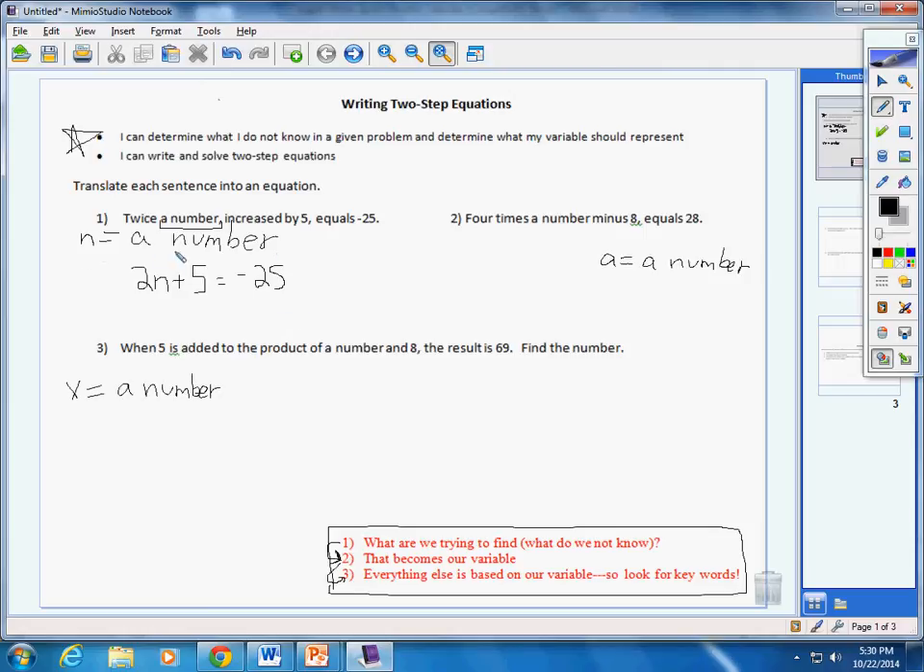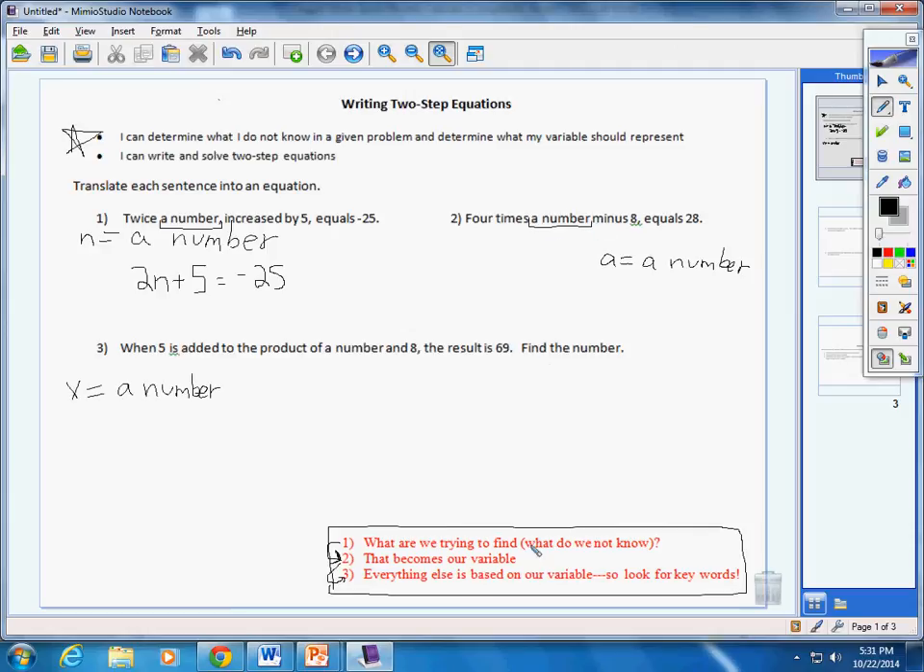So guess what? We just translated this, number 1, into an equation. Okay, the toughest part is determining what our variable represents. Let's see if we can do it over here, even though I kind of already gave it to you. In number 2, it says 4 times a number minus 8 equals 28. Once again, we're starting off very, very simply. So in this one, it says 4 times a number. It doesn't tell us what number. So that's what we do not know.